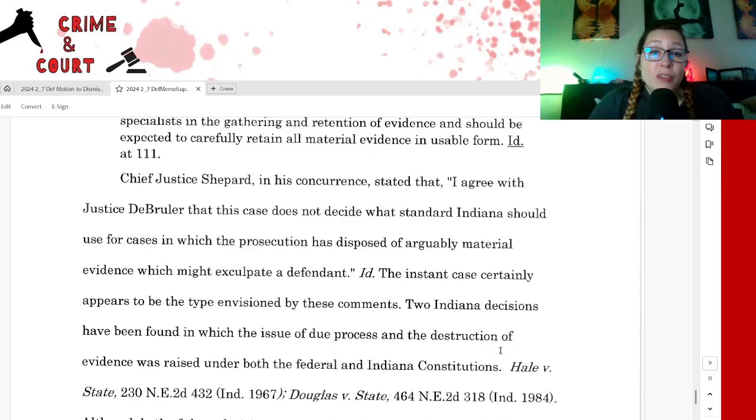So there we have it. Those are all of the filings from yesterday regarding Richard Allen's defense team. They submitted a motion to dismiss and all the case law reasons why.